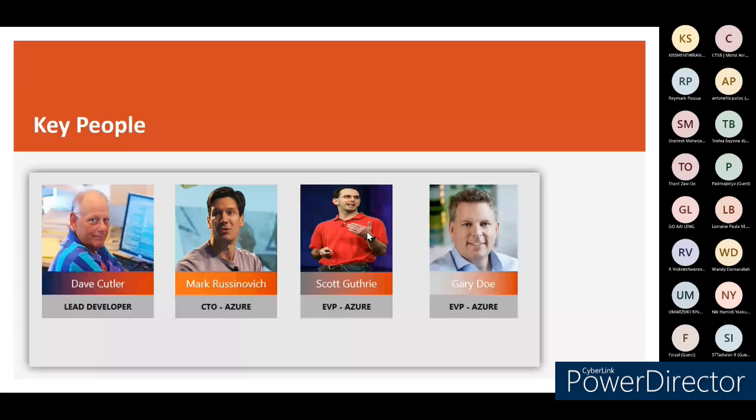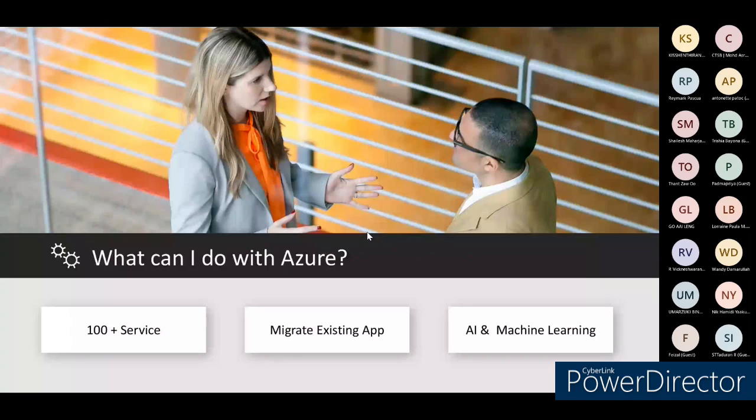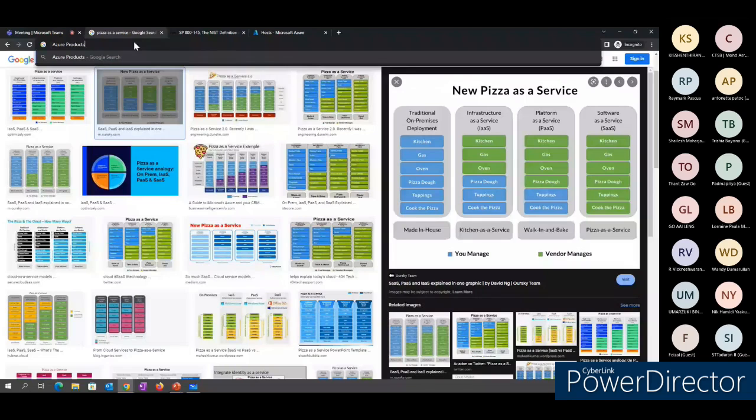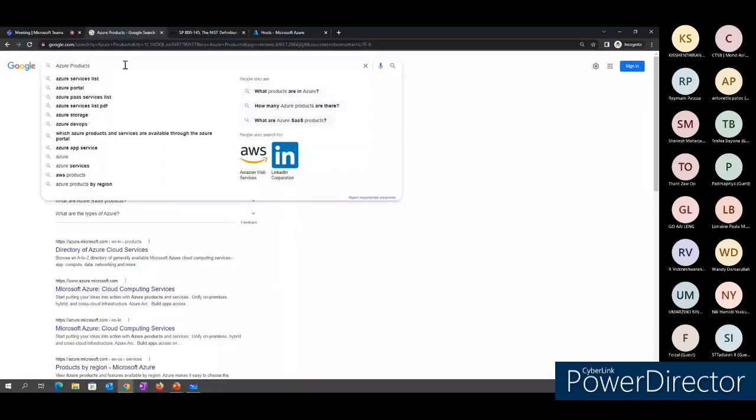He is the CTO for Azure, and Scott is the EVP for Azure. You can see he always appears in a red t-shirt at Microsoft events. And Gary is also an EVP for Azure. Coming to Microsoft Azure, we understood this is a cloud product from Microsoft providing almost 100 plus services. If you go to the Microsoft Azure product page, you can see a list of 100 plus Azure products.